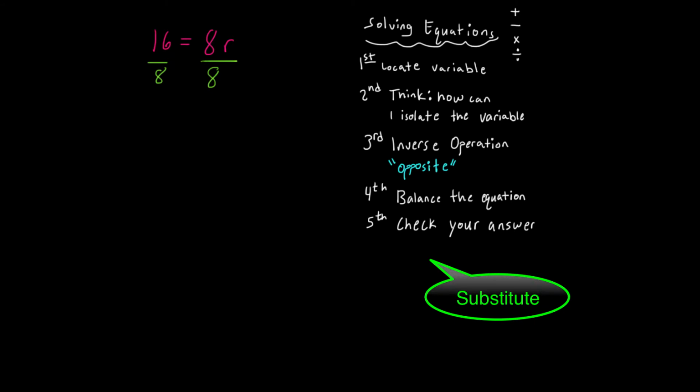I'm just going to change pen colors. Well, 16 divided by 8 gives a value of 2. And that is equal to whatever happens on this side of the equation, when I'm going to cancel the 2 8's out. 8 divided by 8 is 1, and I'm left with r on this side. So 2 is equal to r.